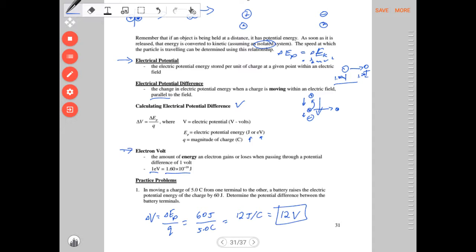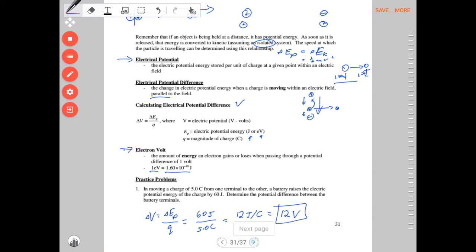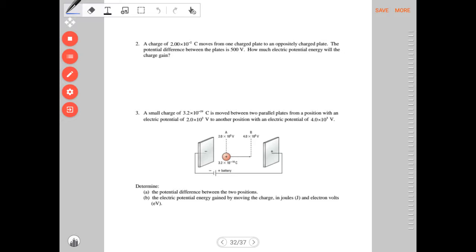Wow, so that's not a hard formula to use. So 12 volts, awesome. Okay, moving on, number 2.